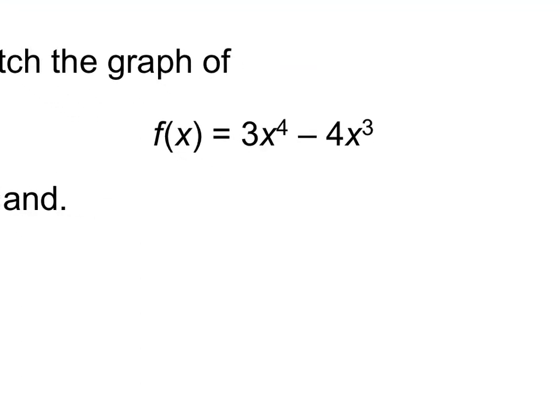All right. If I want to find the zeros, that means I have to factor. So 3x to the 4th minus 4x cubed equals 0. GCF, what can I take out of both of these?